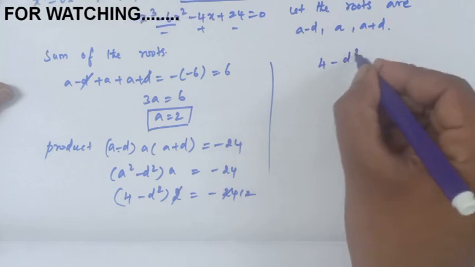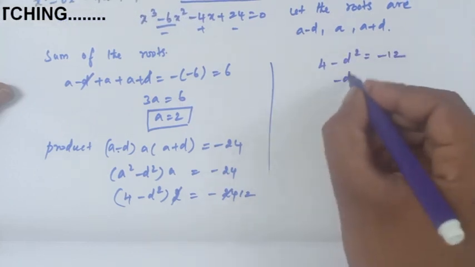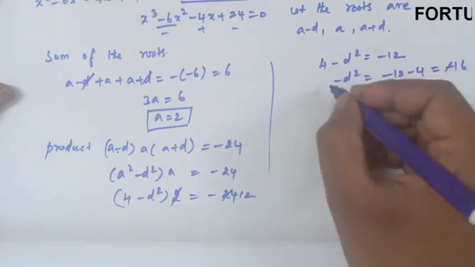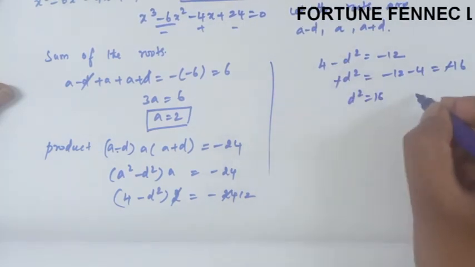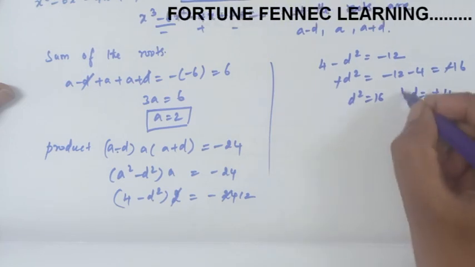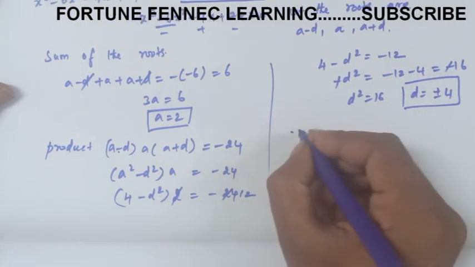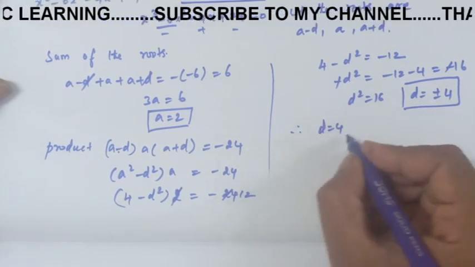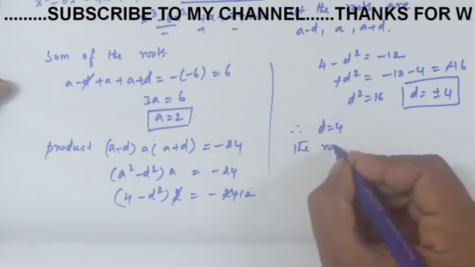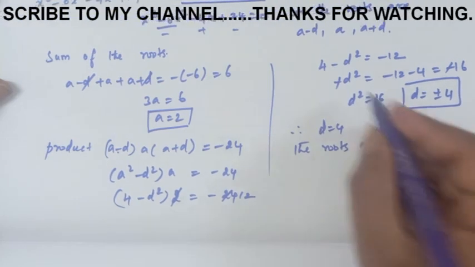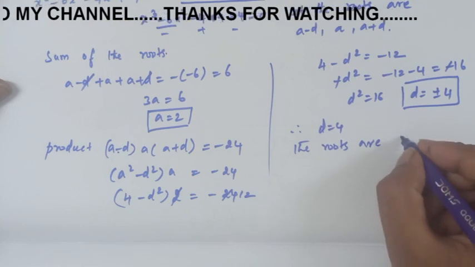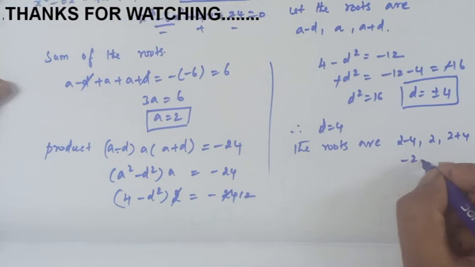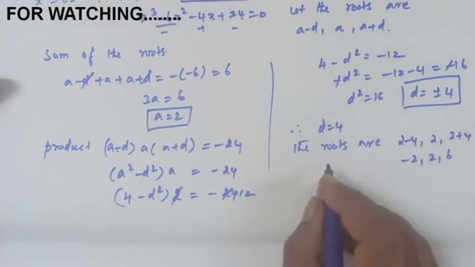Now 4 minus d square is equal to minus 12, minus d square is equal to minus 12 minus 4, that is minus 16. Cancelling the minus signs, d square is equal to 16, d is equal to plus or minus 4. Therefore, when d is equal to 4, the roots are a value 2 minus 4, 2, 2 plus 4, that is minus 2, 2, 6.